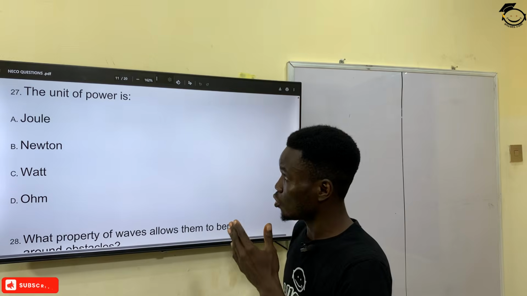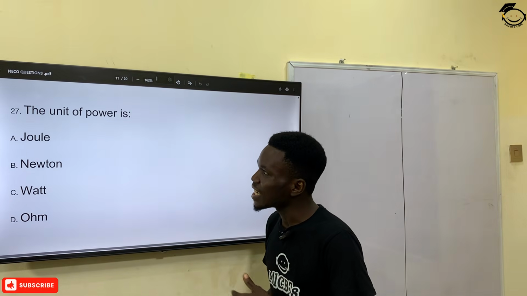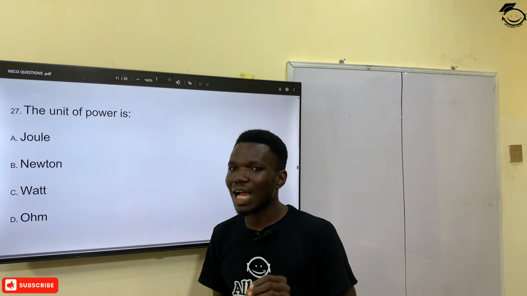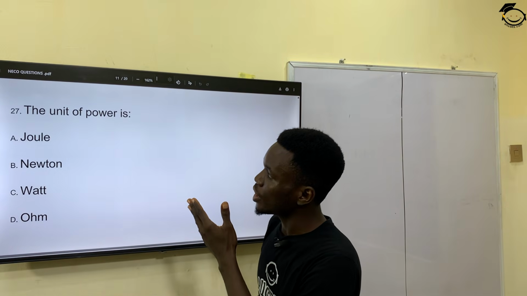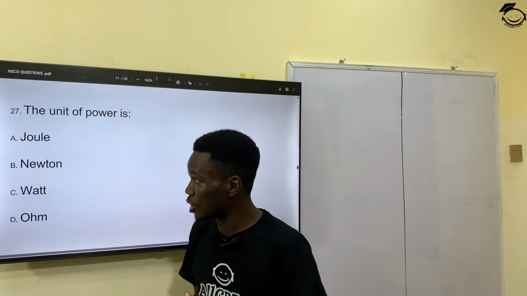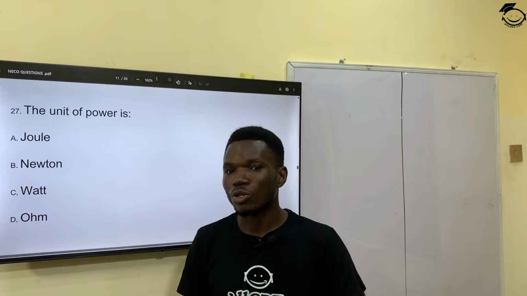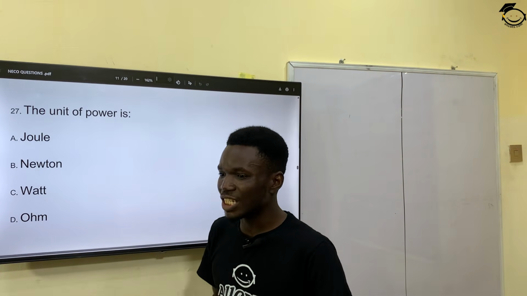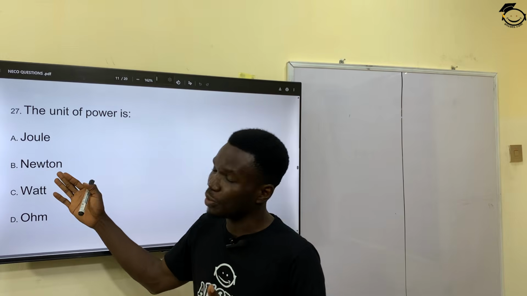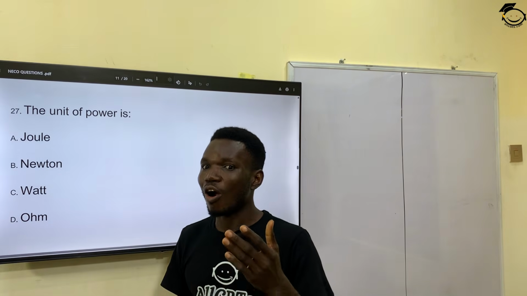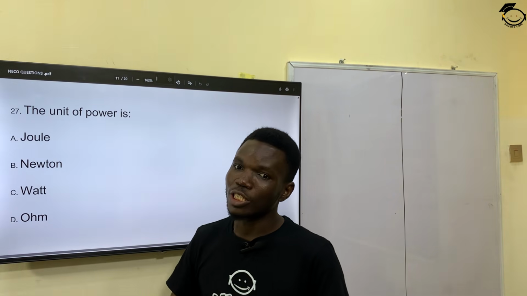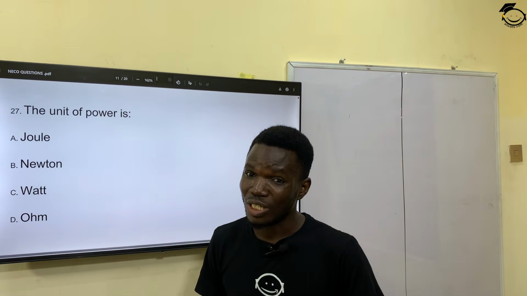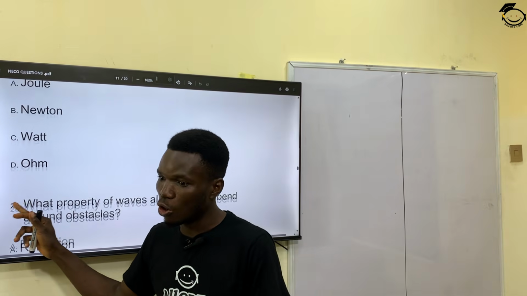So that takes us to question number 27, which says the unit of power is dash. Now, option A says joules, option B says Newton, option C says watt, and option D says ohms. Option A, joules, is the unit of work. Option B, Newton, is the unit of force. Option D, ohms, is the unit of resistance. So the correct answer to this question is the watt, that is option C.